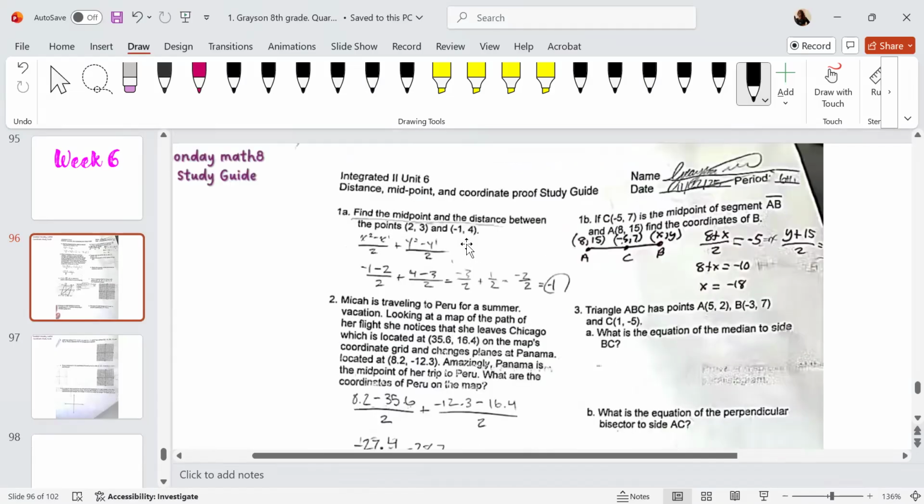Week 6, quarter 2, Monday, coordinate geometry study guide.